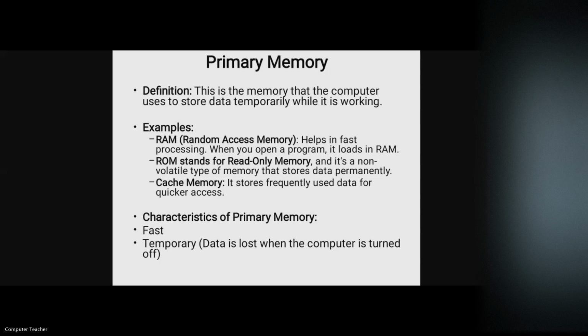Okay. Characteristics of primary memory: it is faster and it is temporary. If the computer is turned off, the data will be lost.